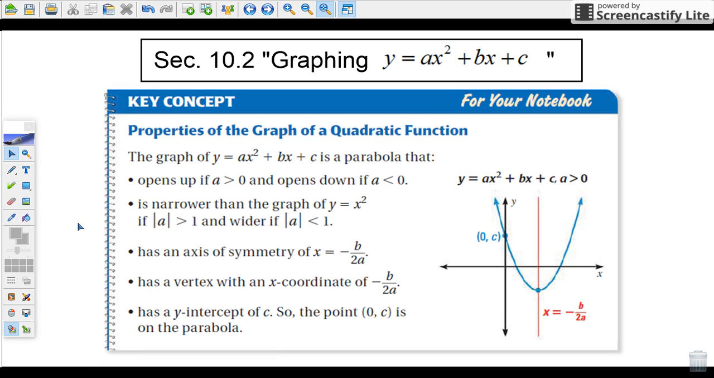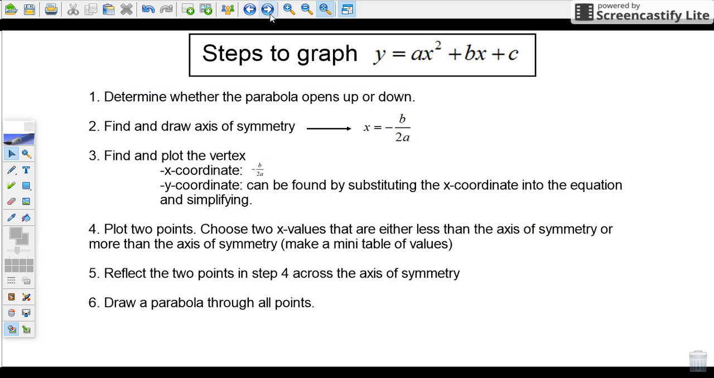The one thing I want to point out is that we can tell right away whether a parabola is going to open up if a is bigger than 0, or open down if a is less than 0. The rest of this we'll touch on throughout this video.